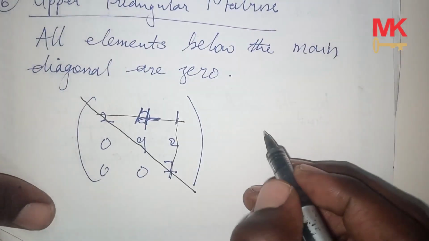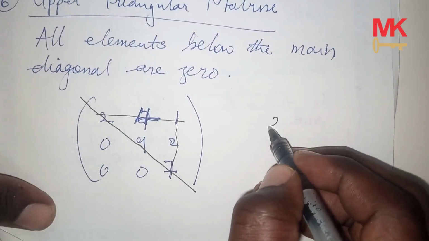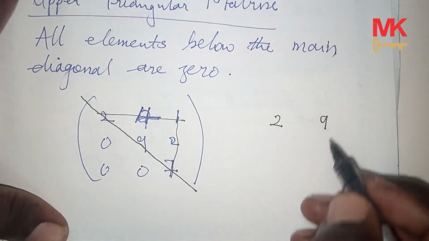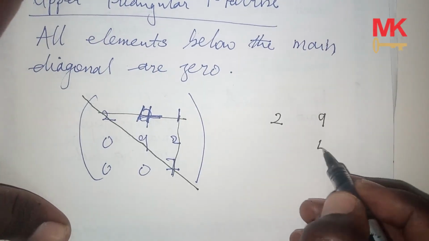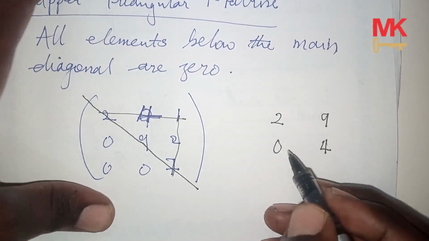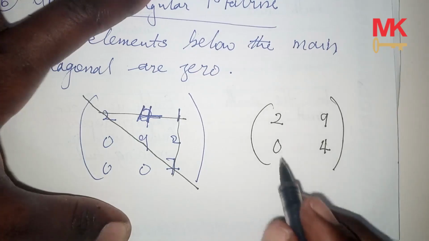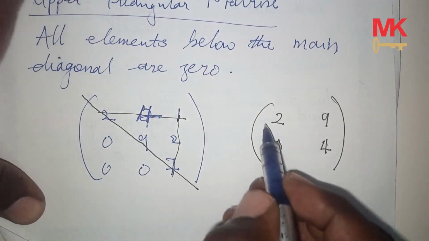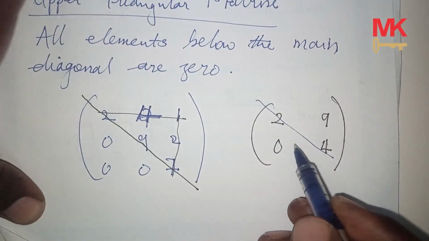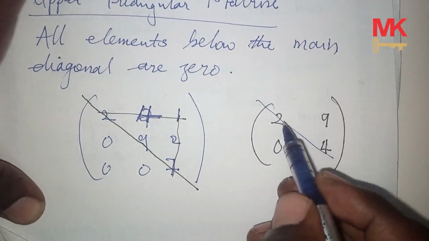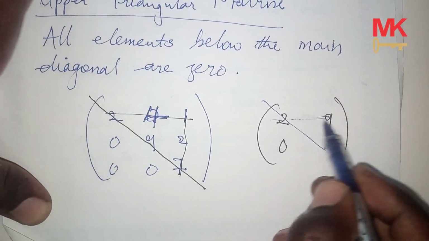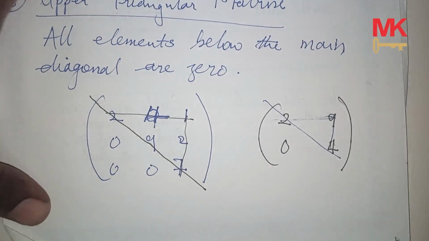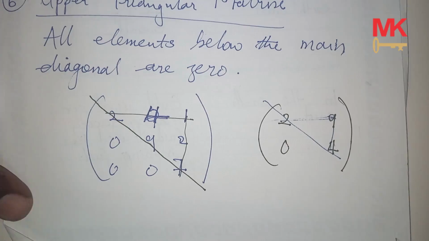Okay, another example, you can have something like 2, 9, let's say 4, and then you have the 0. This is a 2 by 2 matrix, but it's also an upper triangular matrix because you check, this is the main diagonal, and any other element below the main diagonal is 0. So it forms a triangle that is above the 0 you see there. So that's upper triangular matrix.